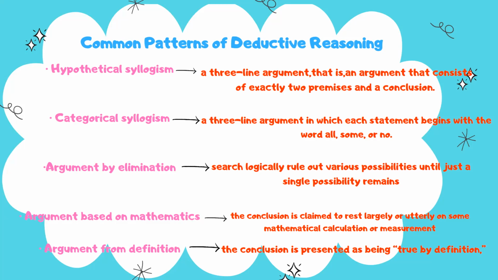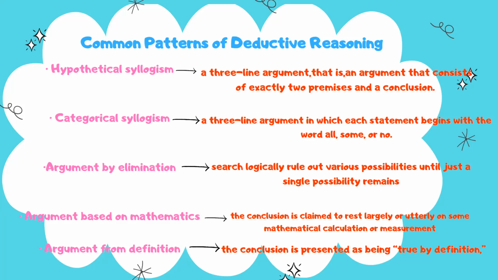The third one is argument by elimination. We logically rule out various possibilities until just a single possibility remains. An example: either Joe walked to the library or he drove, but Joe didn't drive to the library, so Joe walked to the library.